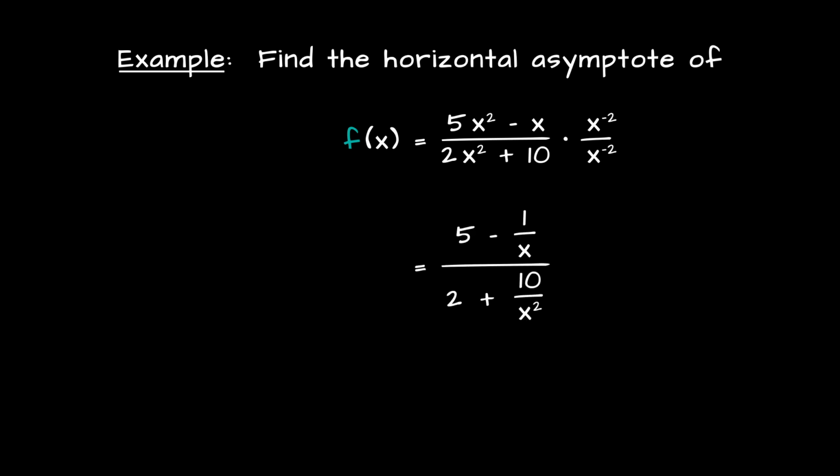So after we multiply things out, we're left with the following expression. And the key thing to notice here is that as x gets very large, both the 1 over x term in the numerator and the 10 over x squared term in the denominator will get closer and closer to 0. And as x gets really large, their values will truly become insignificant. And so the value that f approaches will actually be 5 over 2. And that is nothing other than the ratio of the leading coefficients of the numerator and denominator of the original rational function. So the horizontal asymptote, abbreviated HA here, is the horizontal line y equals 5 over 2.